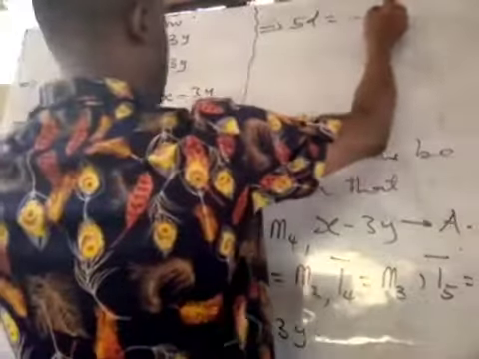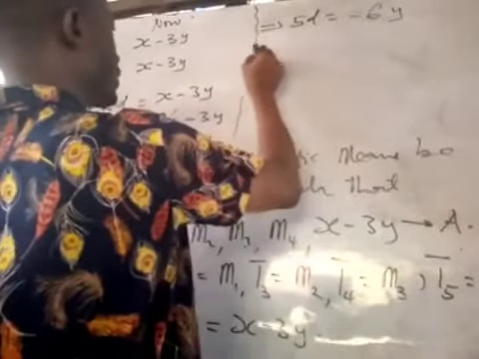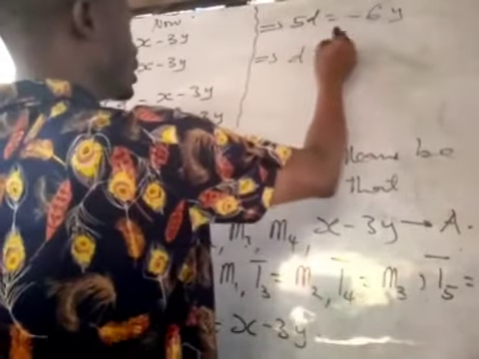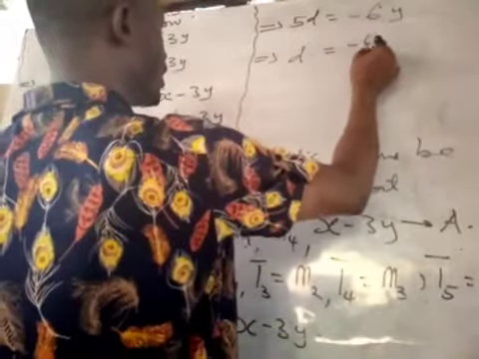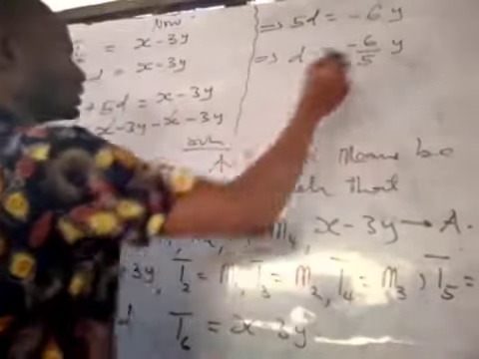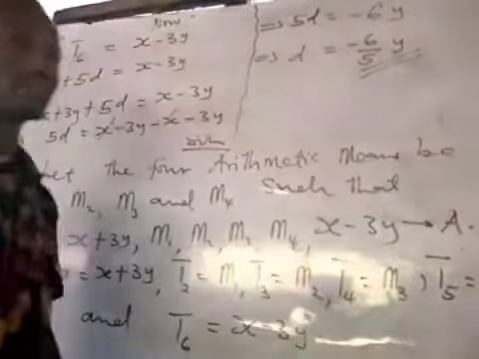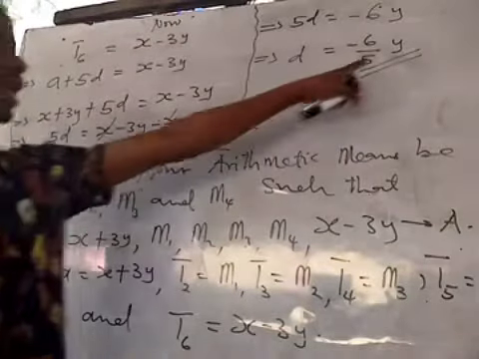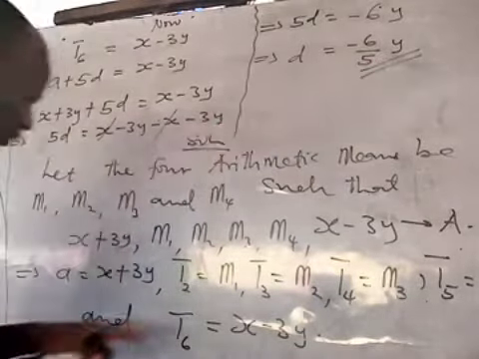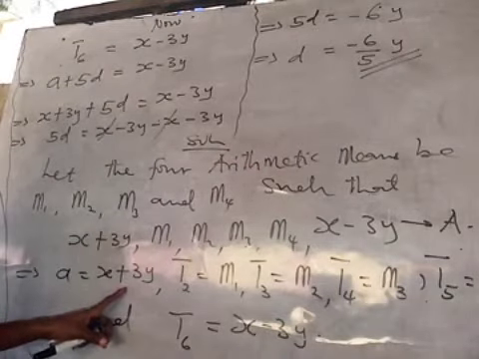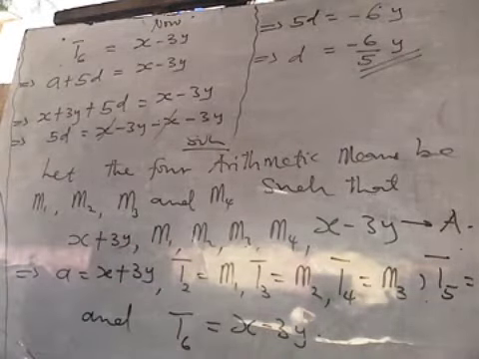So this gives us minus 6y. So that implies that the common difference d is equal to minus 6 over 5y. So this is the value of the common difference. Now we know the value of the common difference, and we know the value of the first term as this. We can now proceed to find the terms of the sequence.